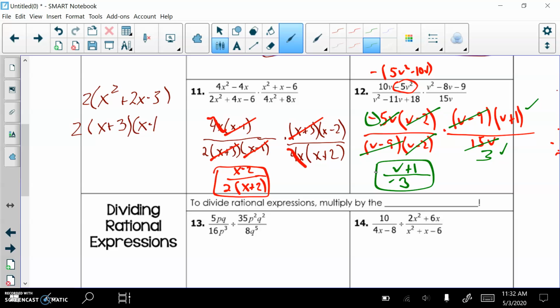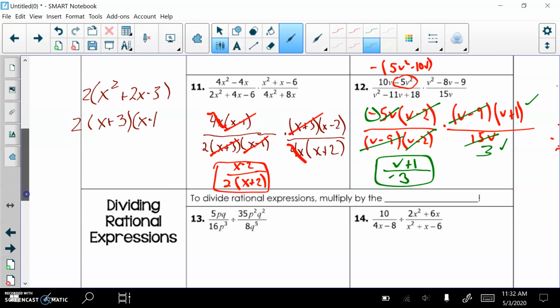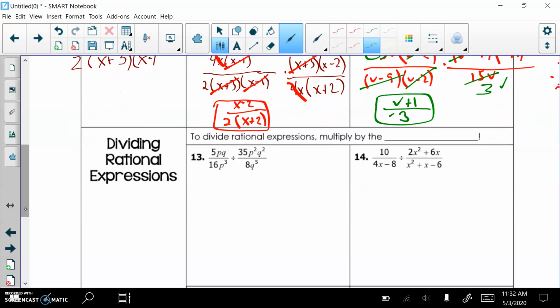Okay, dividing rationals. You don't really divide. You just keep, change, flip, and do the same thing above. The steps don't change. The rules don't change. It's just rewriting, honestly. 5pq over 16p cubed times, and flip. You really do want to rewrite these. I'm not just doing this for fun. 35p squared q squared.